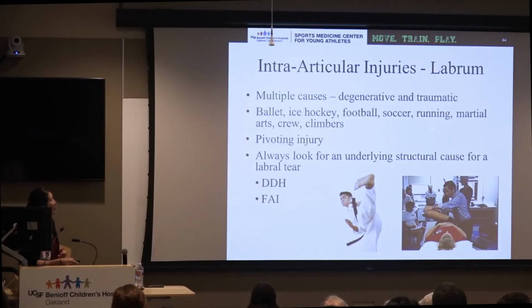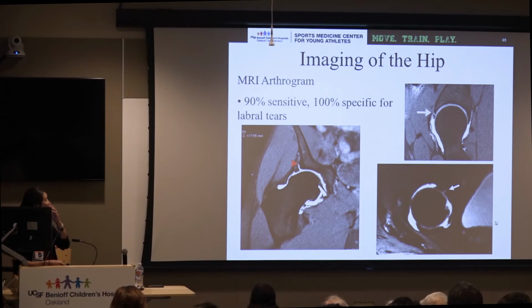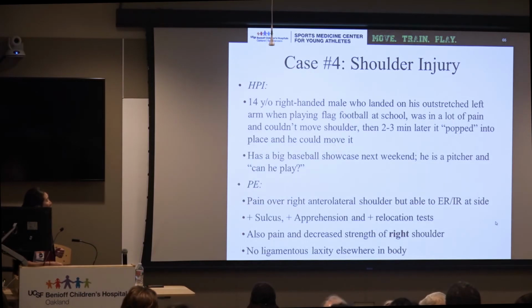If anything's happening in the hip, there are multiple causes. It can be traumatic or degenerative, and it can happen in all kinds of activities, in people who squat a lot, as well as pivoting, and you always want to look for an underlying structural cause like hip dysplasia or FAI. Imaging is very sensitive with an arthrogram. Here's a tear of the labrum. You can see it here as well, and here as well. Okay, so that's an example of some hip things.